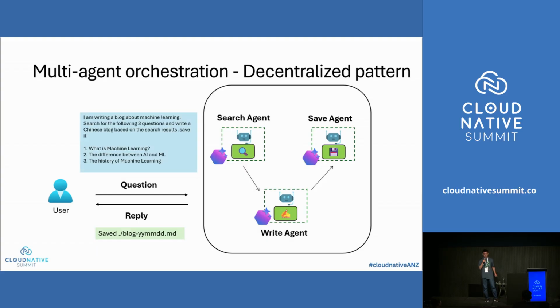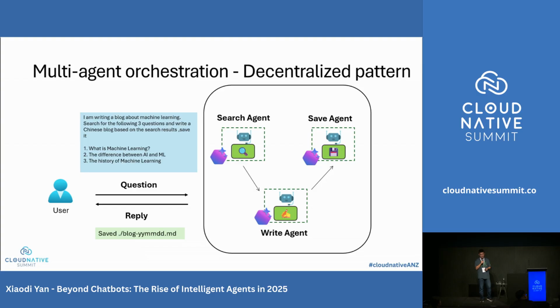When we use agent orchestration, there is multi-agent orchestration, and there are also different patterns. One pattern is the decentralized pattern, shown in the diagram. In this case, we have three agents: a search agent, a save agent, and a write agent. They work as peers. They can talk to each other and produce the final response to the user. So they are like colleagues. We put them into one group, and they can talk to each other.